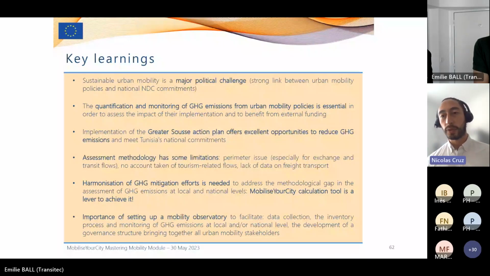I have a question before I go to the next question that there is on the chat related to these assumptions, because I was saying before, the challenge for many Mobilize Your City members is to try to find the data. And this exercise you made in Sousse, you did it without considering data collection.